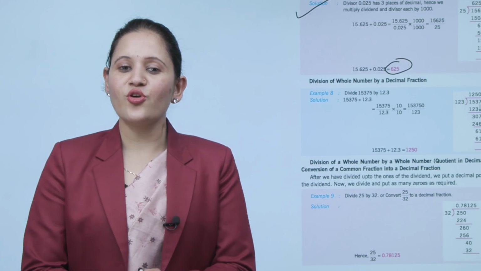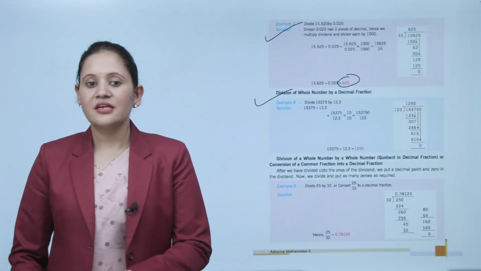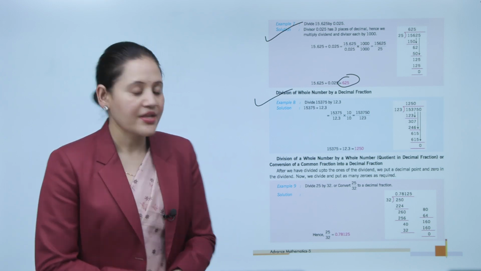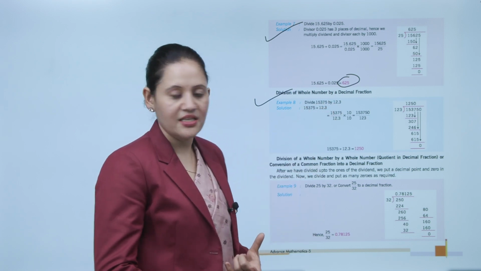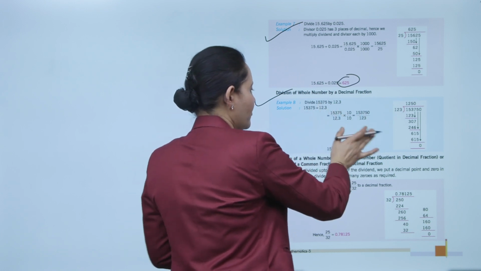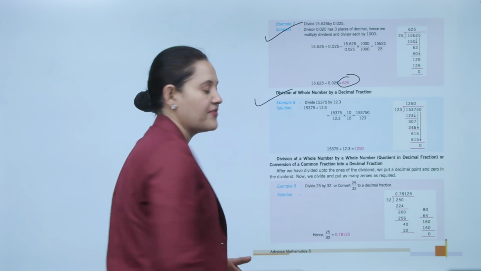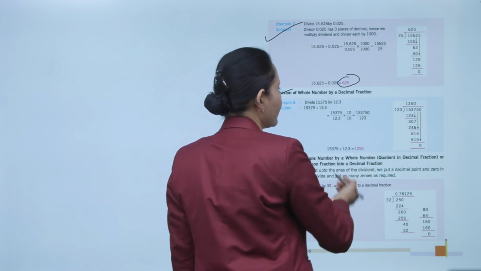Next is division of a whole number by a decimal fraction. Divide 15,375 by 12.3. Here the divisor is a decimal number. So what we'll do? There is 1 decimal digit, so we'll multiply both the dividend and divisor by 10 to remove the decimal, and then we'll divide.